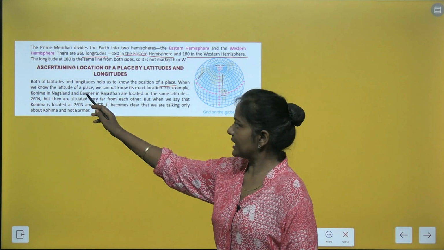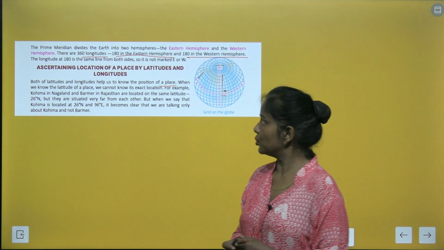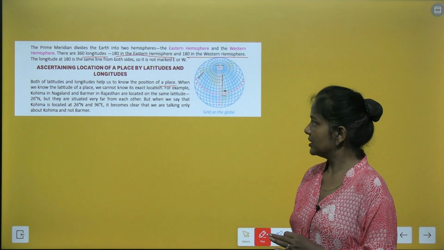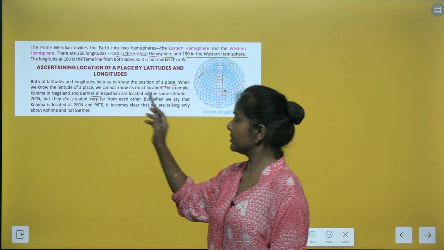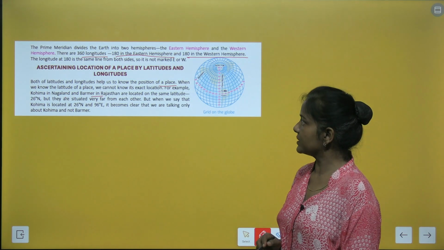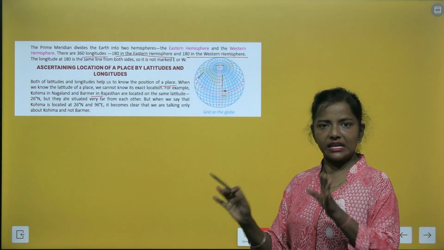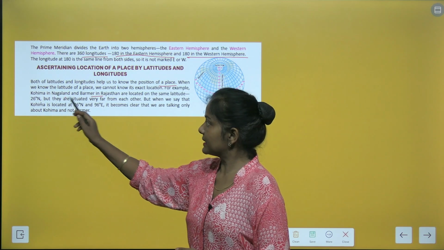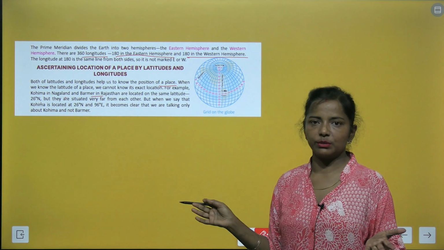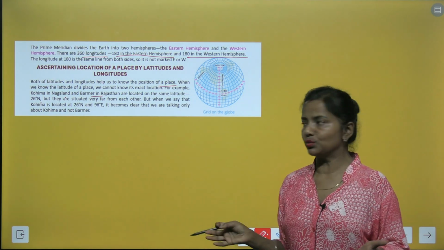When we know the latitude of a place, we cannot know its exact location. For example, Kohima in Nagaland and Barmer in Rajasthan are located on the same latitude. दोनों एक ही latitude पे located, 26 degree north, but they are situated very far from each other. लेकिन दोनों एक दूसरे से बहुत दूर.